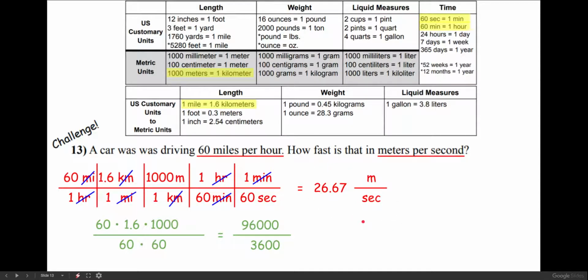Whew. And that is it. That is how we do some rate conversions using this table method. Go ahead and try some problems on your own. Good luck.